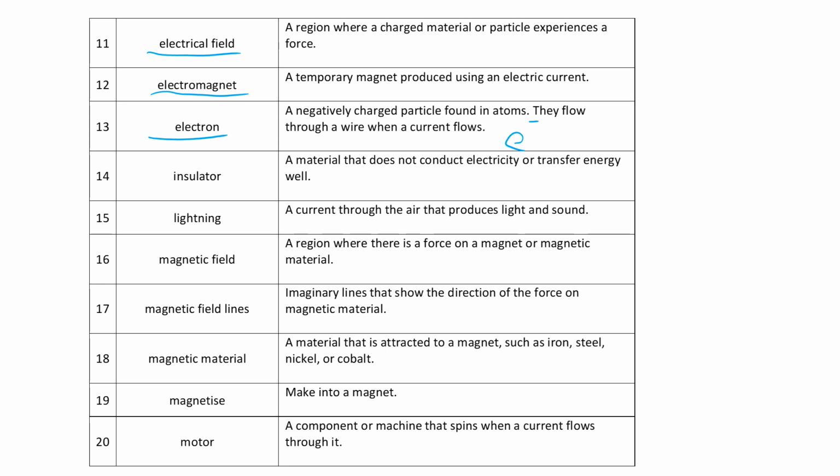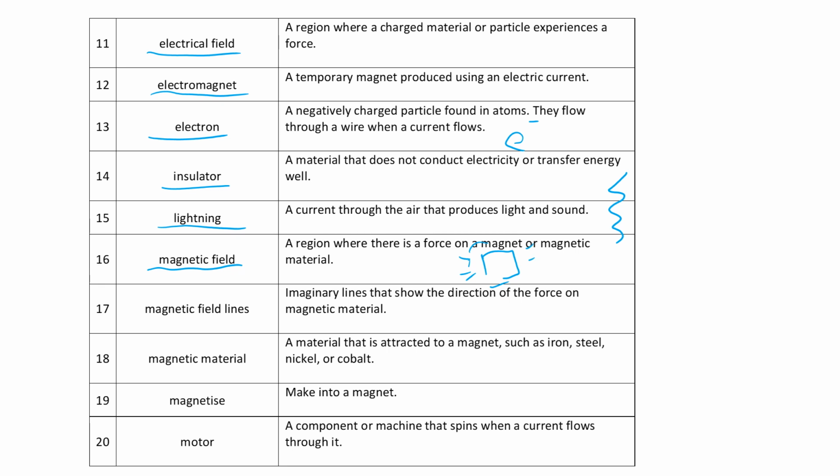A material that does not conduct electricity or transfer energy is an insulator. A current through the air that produces light and sound is a flash, lightning. A region where there is a force on a magnetic material is a magnetic field, so that's you've got your magnet and it's the magnetic field around the outside.